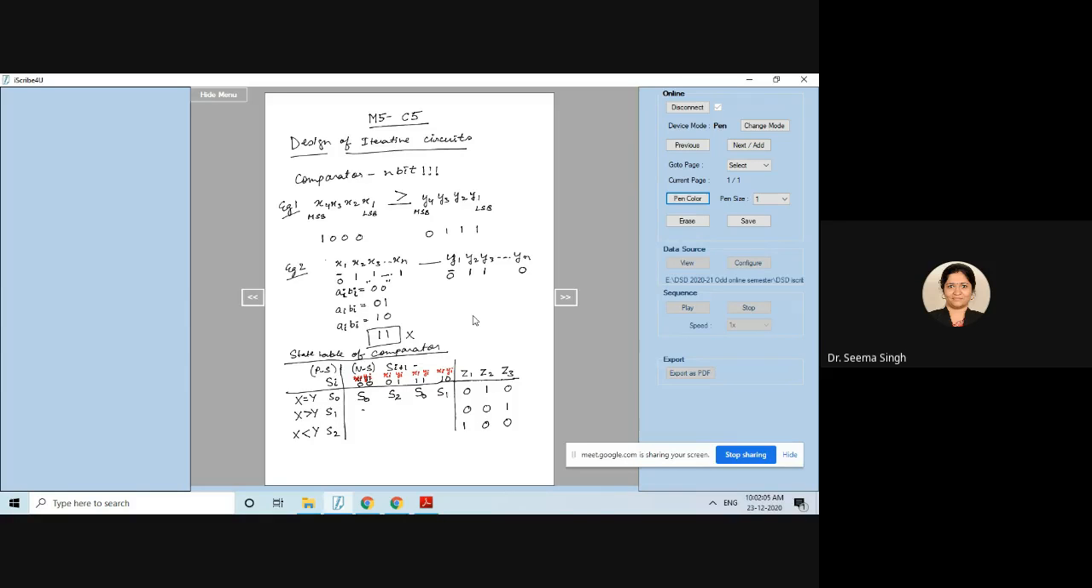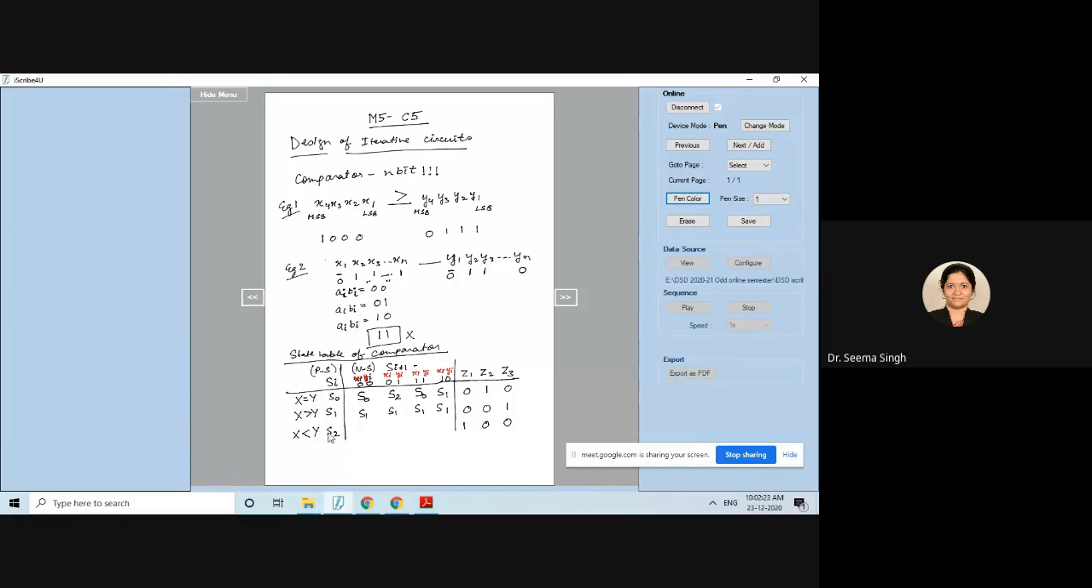So for all the cases, my present state will be equal to my next state, and in all the cases it will remain at S1 once one MSB has proved x to be higher than y.